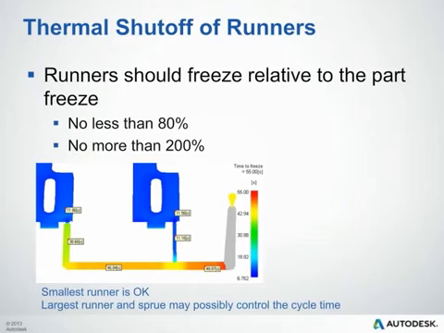Another thing we want to be aware of is the thermal shutoff of your runners. The runners should be sized so they allow the parts to fill and pack without controlling your actual cycle time. As a general rule of thumb, we don't want your runner to freeze off any less than 80% of the actual freeze time of your part. This ensures that your gate does not freeze off prior to finishing your packing and adequately packing that part out. On the other hand, we do not want it to be more than 200% of the time it takes your part to freeze, because then your feed system is controlling your cycle and therefore wasting time.